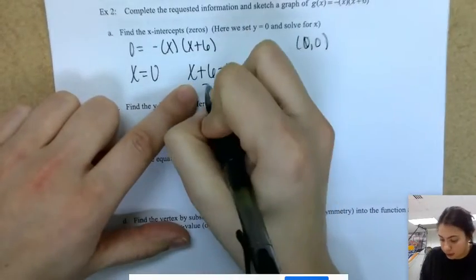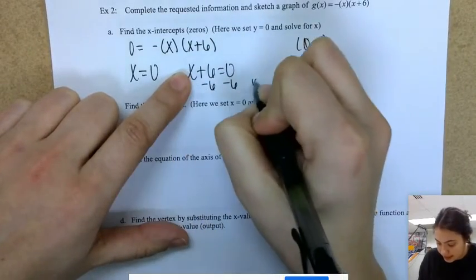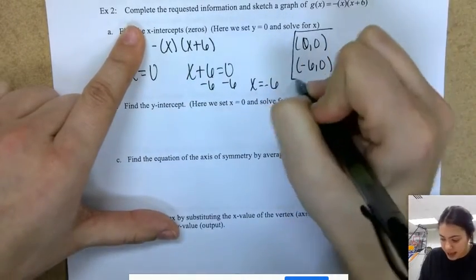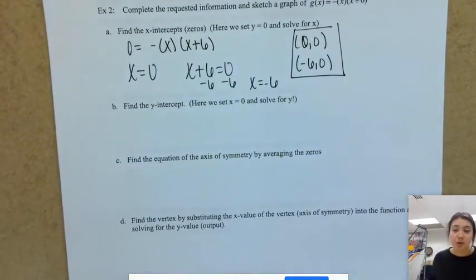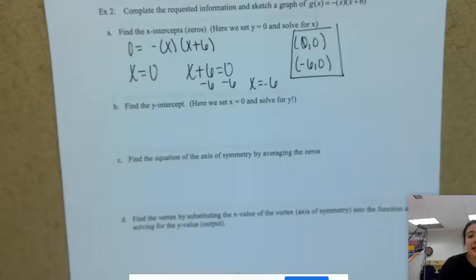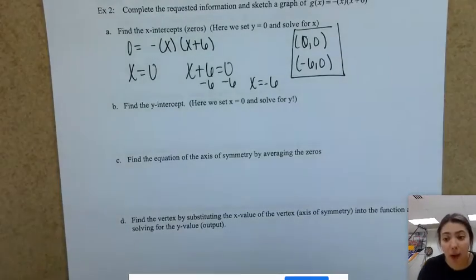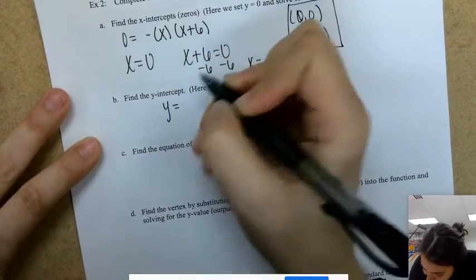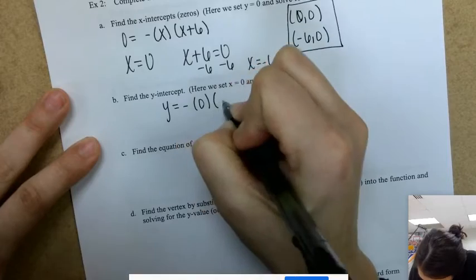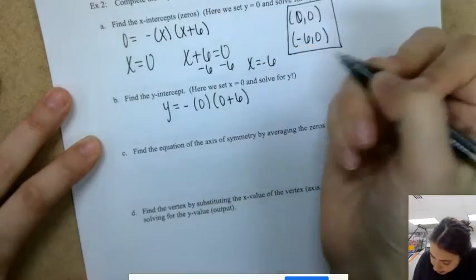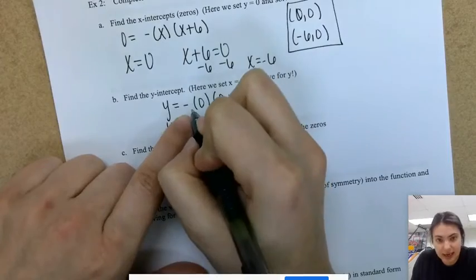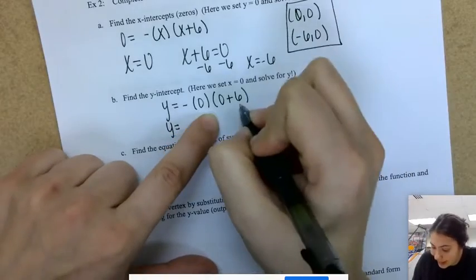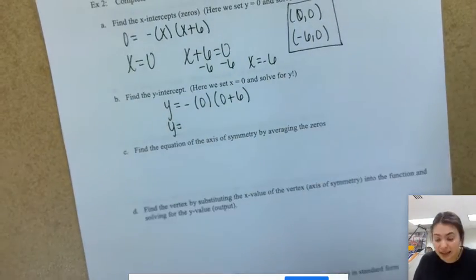For this second one, we can subtract 6 from both sides. We get that x is equal to -6. So therefore, our second x-intercept is -6, 0. And here are our two x-intercepts. So now if we want to go ahead and find the y-intercept, that is the coordinate point 0, y. Our x value is always going to be 0. So we can go ahead and substitute 0 in any time that we see x. So y is equal to -1 times 0, which is just 0, unfortunately. And then 0 plus 6 is 6.